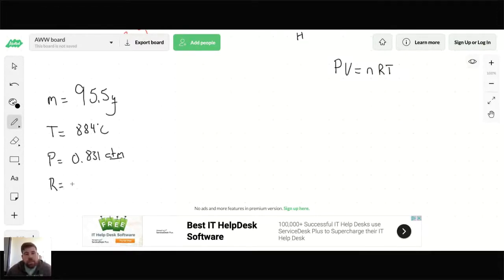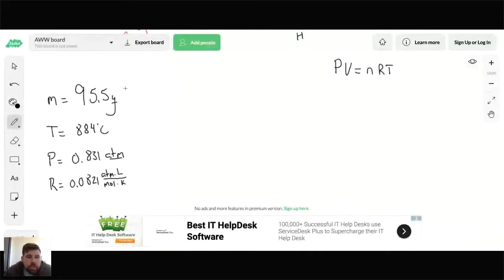R is 0.0821 atm liter per mole Kelvin. What's really nice about this is that this value will always be given to you on your AP Chemistry test sheets. And this also tells you what units you need. Notice you have the atm units, your liter units, your mole units, and your Kelvin units. All right, so let's go ahead and get to work here.